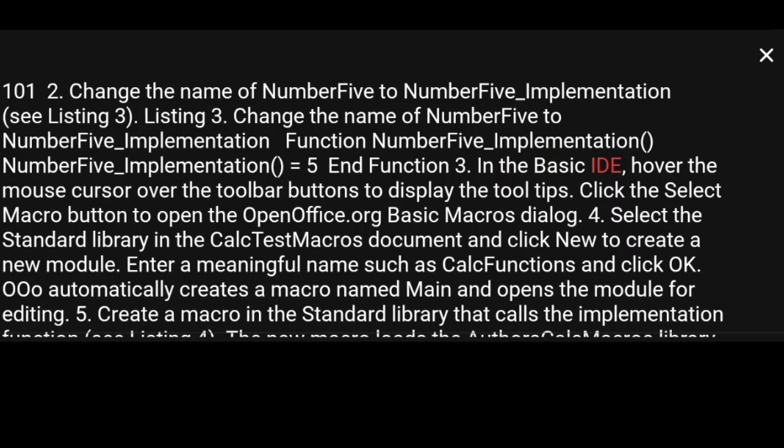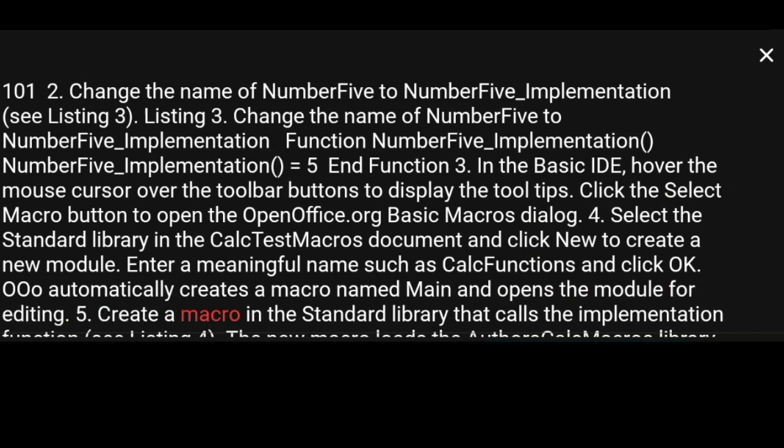In the Basic IDE, hover the mouse cursor over the toolbar buttons to display the tool tips. Click the Select Macro button to open the OpenOffice.org Basic Macros dialog. 4. Select the Standard library in the CalcTestMacros document and click New to create a new module. Enter a meaningful name such as CalcFunctions and click OK. OOo automatically creates a macro named Main and opens the module for editing.